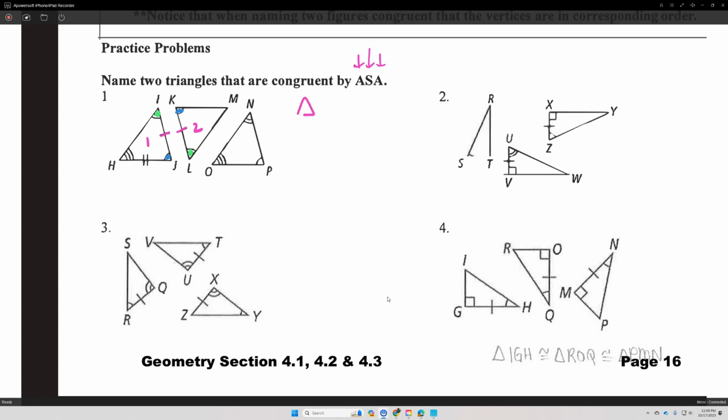So we have triangle, order matters, HIJ is congruent with triangle. Now H has to correspond with, and let me erase this because I know, H has to correspond with M, and I corresponds with L, and K corresponds with J. So these two triangles are congruent because of the angle, side, angle postulate.